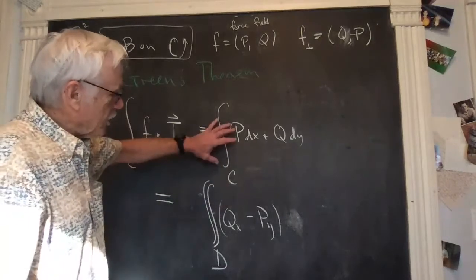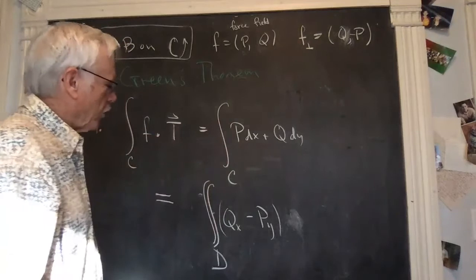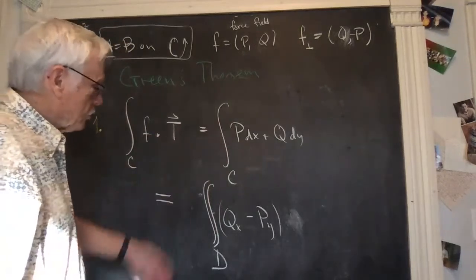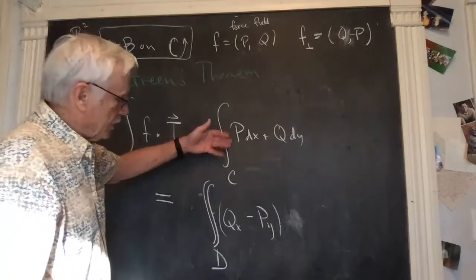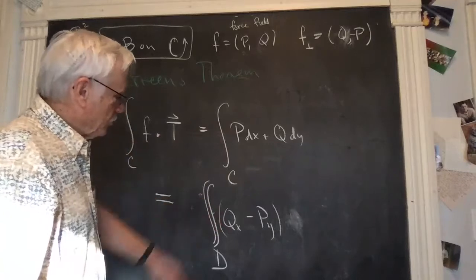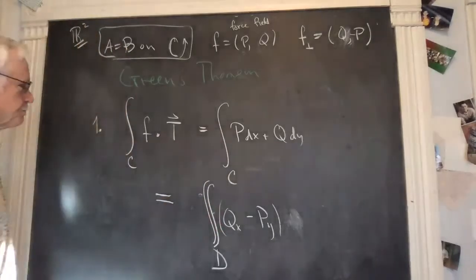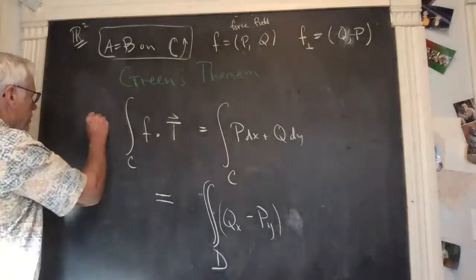But the fact that they're equal allows you to transfer one to the other, and you have a choice here. And this is often a good way to compute line integrals. Or if a line integral is complicated, sometimes it's a good way to do the other way around too. So this is the first version of Green's theorem.